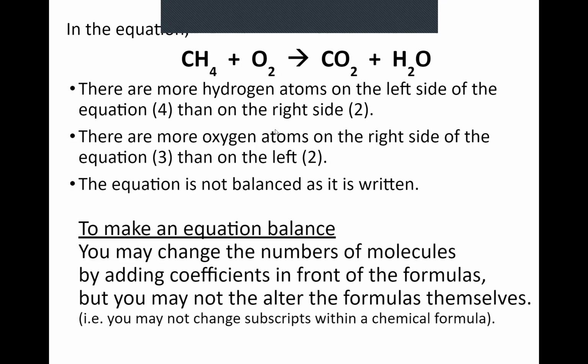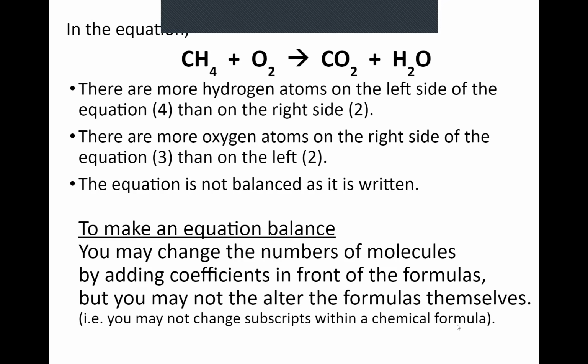To make the equation balance, to make the number of atoms of each type balance on either side, you may change the number of molecules by adding coefficients in front of their formulas. But you may not alter the formulas themselves. That is, you may not change subscripts within a chemical formula.